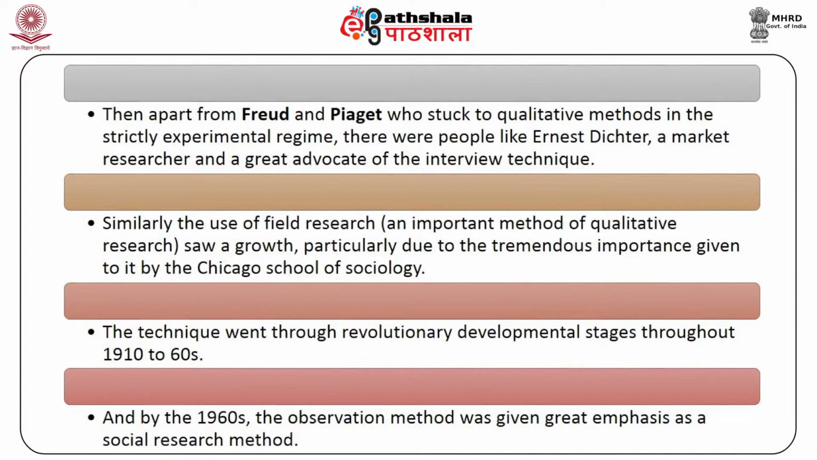Similarly, the use of field research, an important method of qualitative research, saw growth, particularly due to the tremendous importance given to it by the Chicago School of Sociology. The technique went through revolutionary developmental stages from 1910 to the 1960s, and by the 1960s, the observation method was given great emphasis as a social research method. The 1990s also saw the emergence of new forms of qualitative data analysis like content analysis and the integrated phenomenological approach, which greatly pushed the qualitative paradigm further.